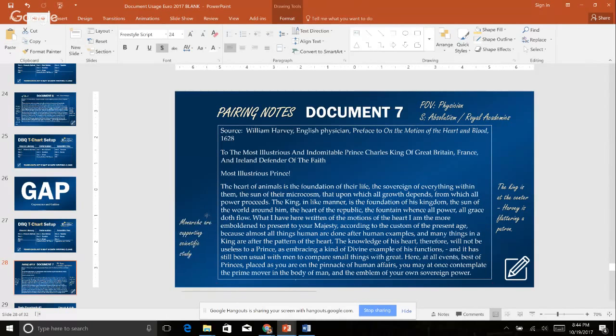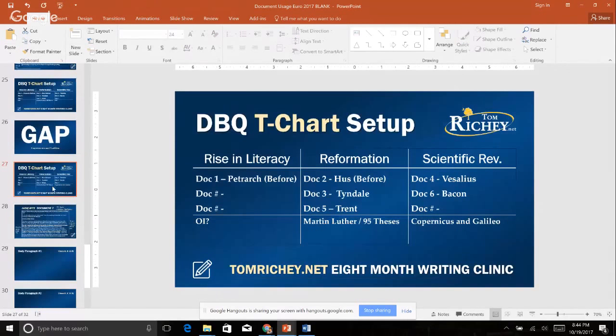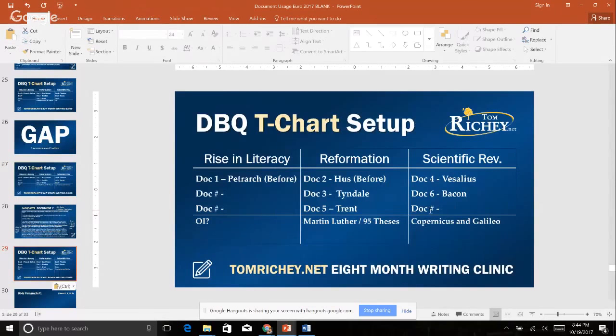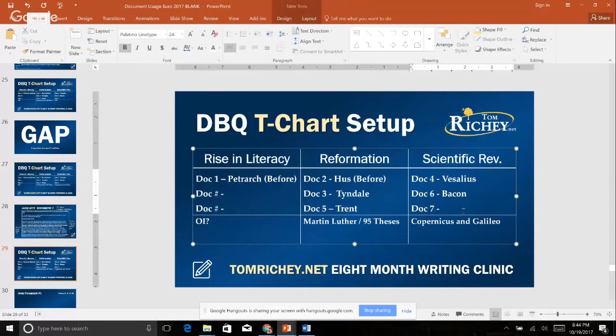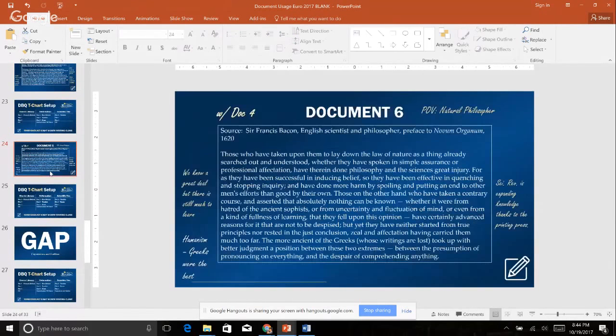All right, and so as far as that goes, my first instinct would be to put document 7 in with this. Now I can do a 3, 3, and 1. So I can go in here and note document 7, and I can note something about William Harvey. Okay, now another thing I could do, because remember, there are different ways somebody could set these up. There's a little bit of leeway here.